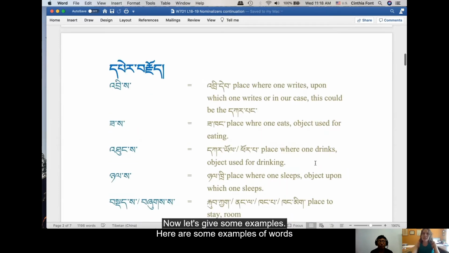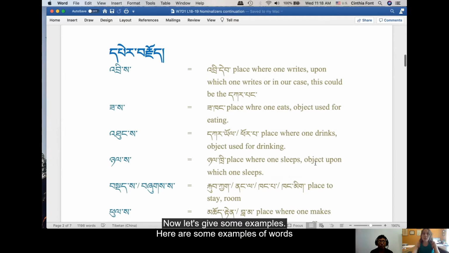Now let's give some examples. Here are some examples of words that if you forget certain vocabulary, then you can know that by using a verb with a sa, it means this specific thing that we're talking about. So it's very useful in day-to-day conversation.